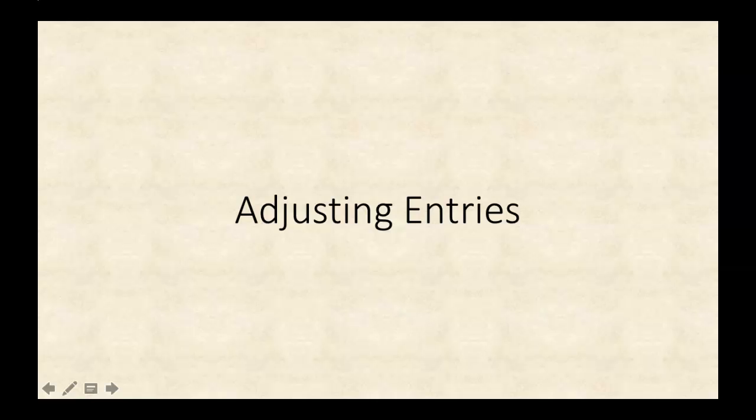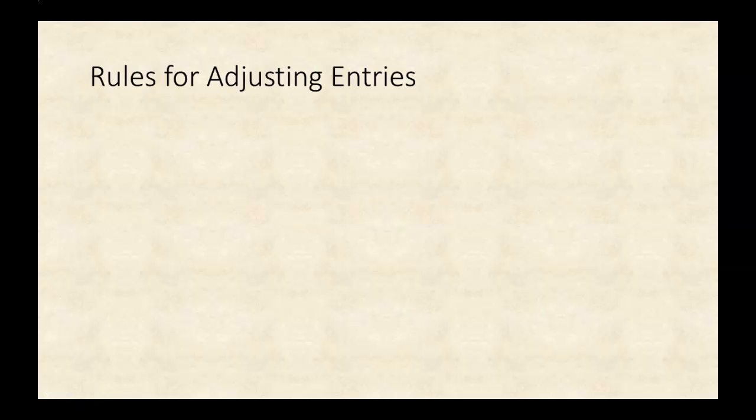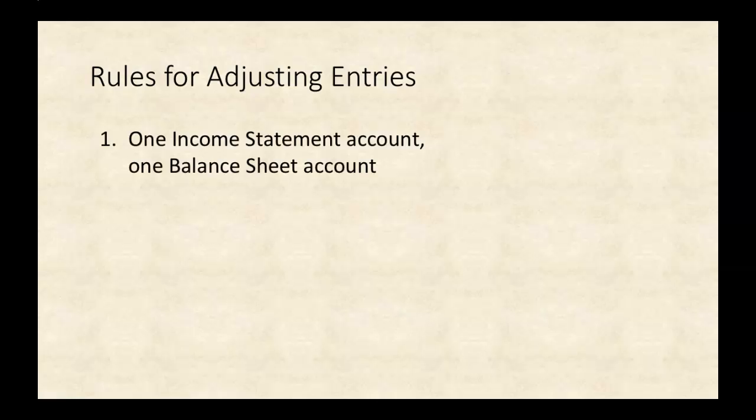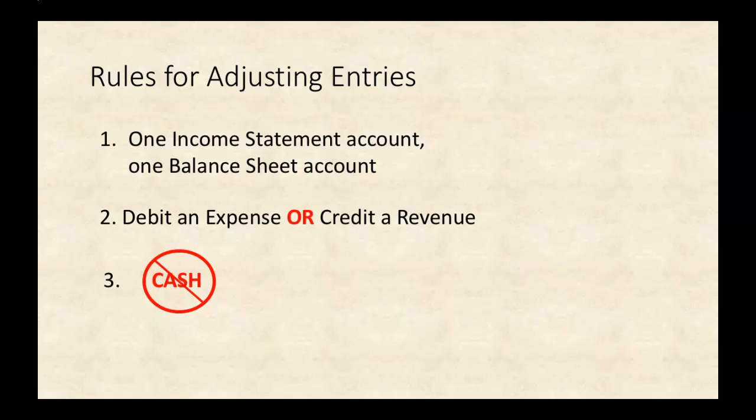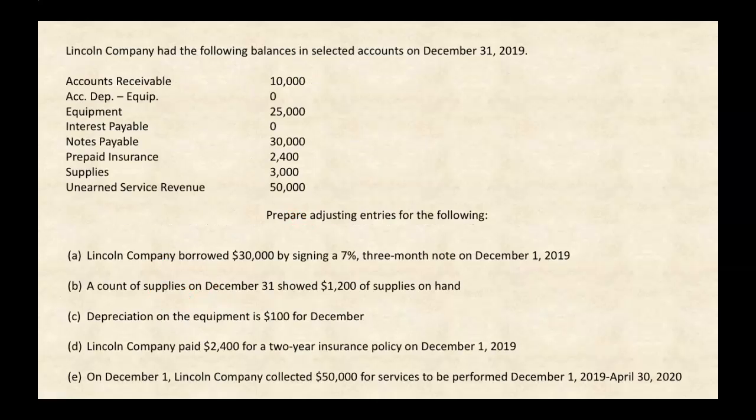Let's review adjusting entries. There are a few different rules that we can follow here. First, every single adjusting entry will have one income statement account and one balance sheet account. Then we will either be debiting an expense or crediting a revenue. And we will never use cash. So we'll use these three guidelines as we work through some adjusting entries.